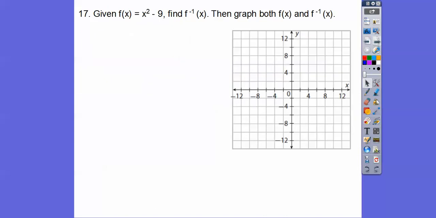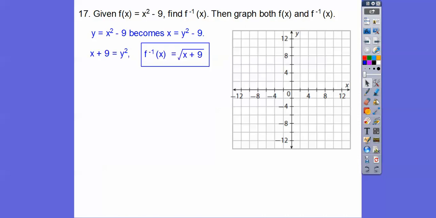All right, so given f of x equals x squared minus 9, find f inverse of x, and then graph both f of x and f inverse x. Okay, so y equals, that's what f of x is, equals x squared minus 9. Then you flip around the x's and y's, and it becomes x equals y squared minus 9. And then we solve for the y. So we add 9 to both sides, and then square root. There's our f inverse.